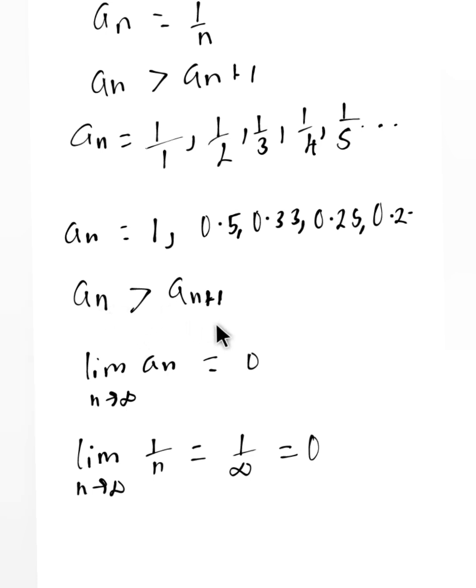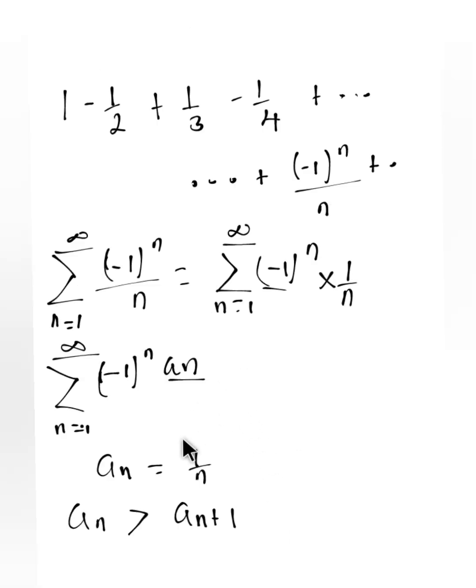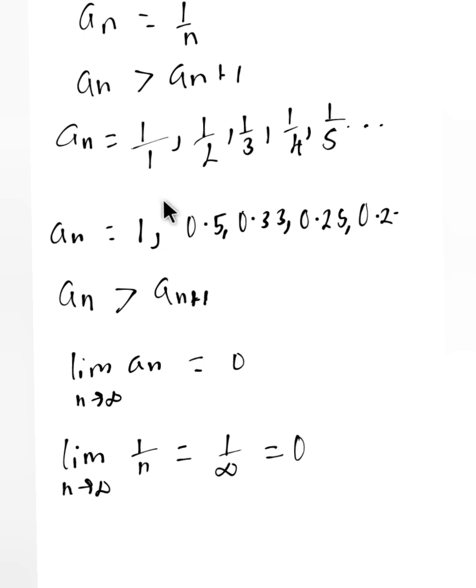an is greater than an plus 1, and the limit as n tends to infinity is 0. So when solving an alternating sequence, the first thing you need to find out is your an. Take note that in your an, the negative sign will not appear. An is always positive. Then you check if the sequence is decreasing. The sequence must decrease. The first term must be greater than the second term, must be greater than the third term, must be greater than the fourth term.